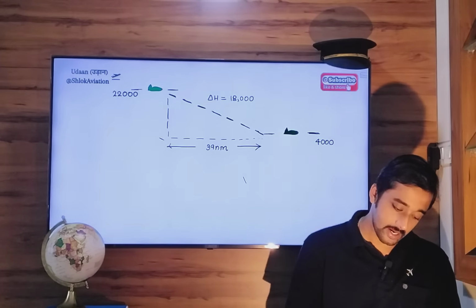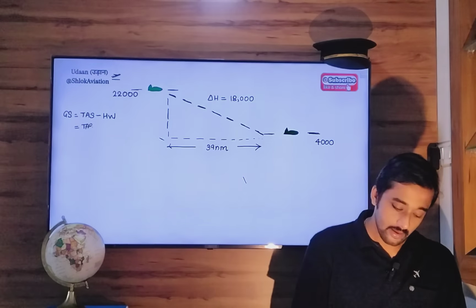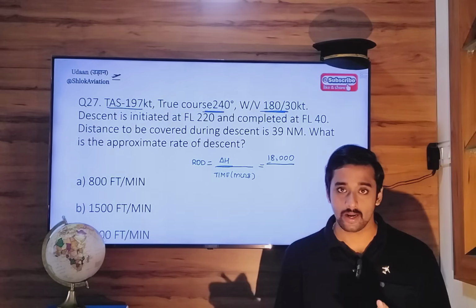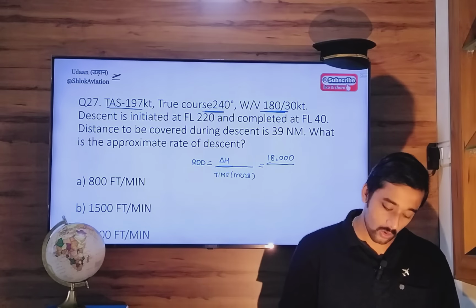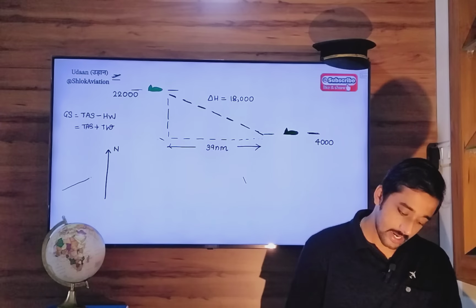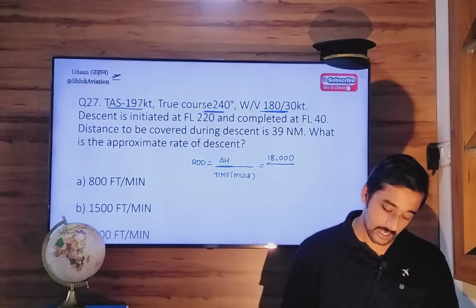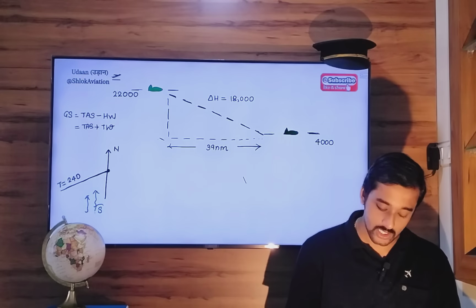Now, how to find out ground speed? Ground speed is nothing but your true airspeed minus headwind component, or it can be true airspeed plus tailwind component. We do not know yet whether we are experiencing a tailwind or a headwind. To determine that, let's draw this diagram. You are following a course of 240. This is the north datum. Your aircraft is following a course of 240. Winds are originating from 180/30. So that means winds are direct crosswind, direct from the south direction.